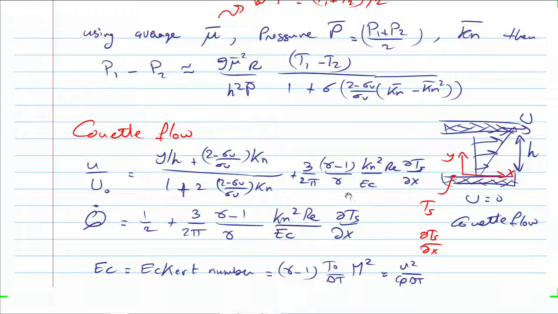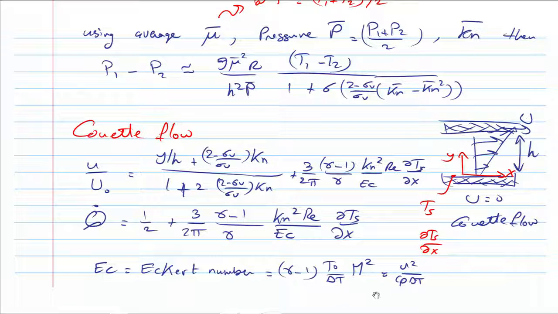And so what do you see? You see the Knudsen number, and you see the Eckert number. That Eckert number is defined over here. The Eckert number is gamma minus 1, T naught over delta T, multiplied by M squared, which is the Mach number. So what's delta T? That's the temperature gradient driving the flow, basically.